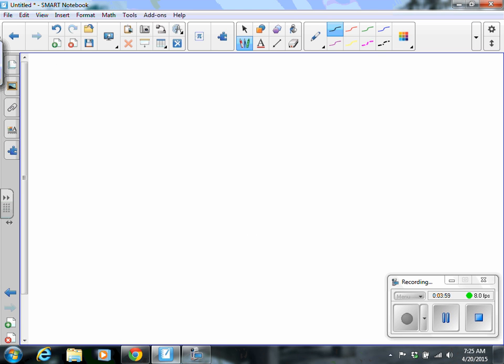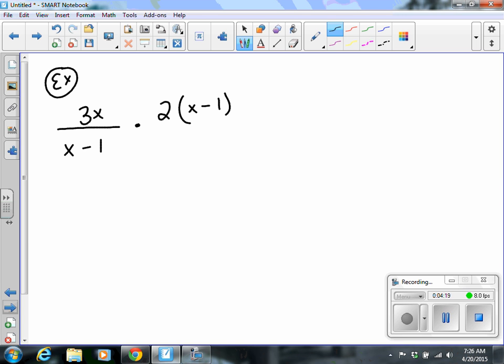Now let's get a little bit more complicated. Let's say that we're adding in some additional components. So for example, let's say that I have 3x over x minus 1 times 2 times x minus 1 all over 6x. So we've added some additional components. Not only are we working with x's that have exponents, we're also dealing with actual polynomials. The process is still the same. I'm going to multiply straight across and then reduce.